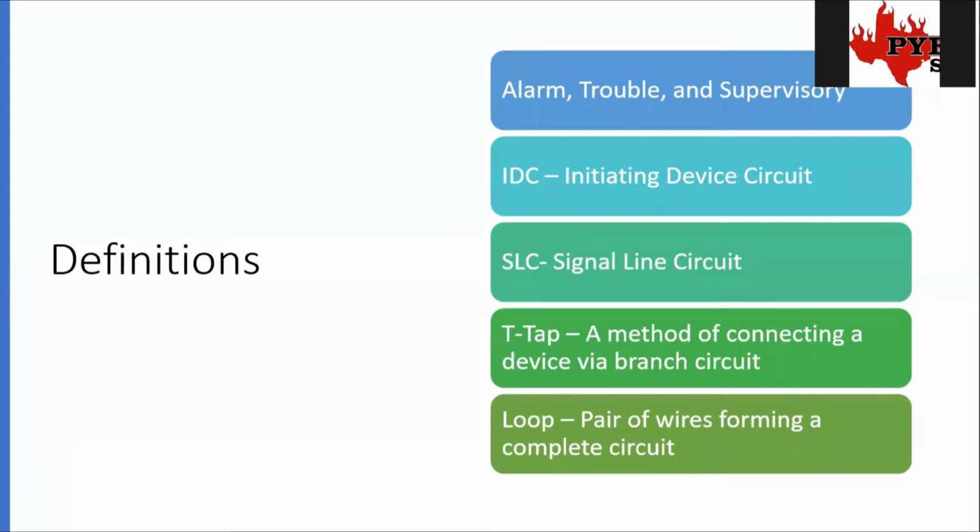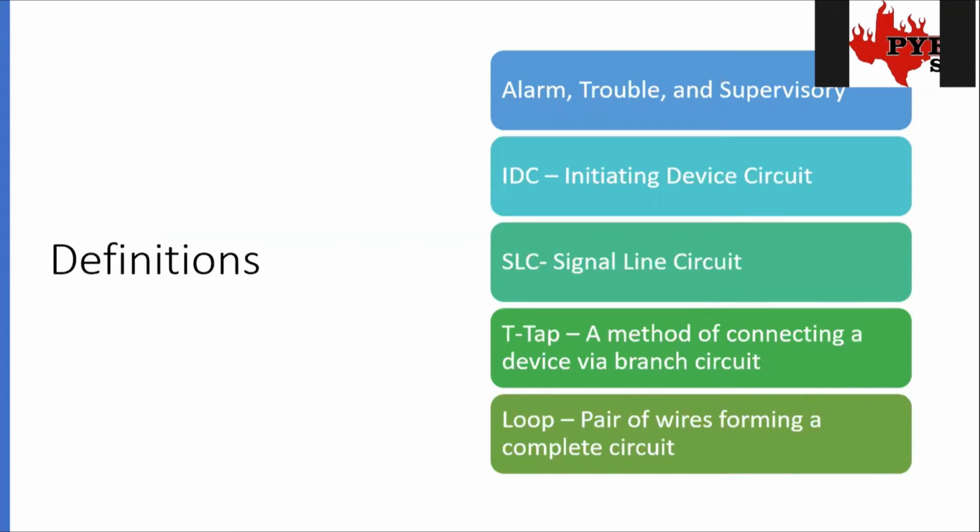This is really common with SLC circuits because we can add a single smoke detector or something over in another room, and we can just throw one quick wire over to it. But we're going to talk about how with NAC circuits, Class B, end-of-line supervised type of circuits, and IDC circuits, we're not able to T-tap.